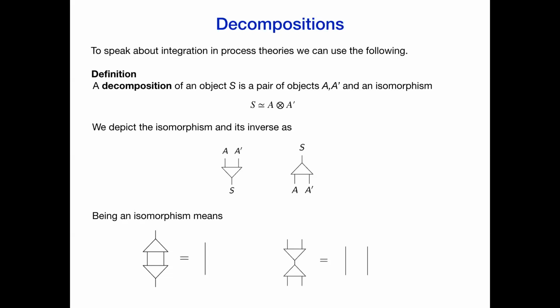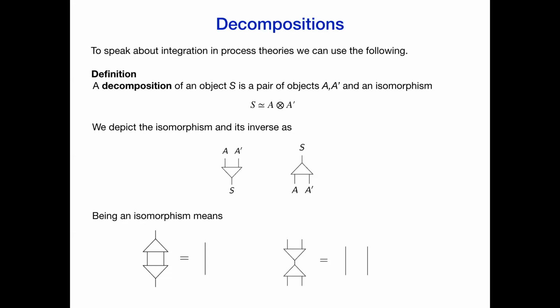If we're in one of these process theories, a decomposition of this object S would be a pair of objects, A and A dash, and some isomorphism of that object as a tensor of those two things. Basically, we're just saying it's a way of viewing S as made up of A and some other stuff, A dash. So it's a way of dividing up your object. In pictures, we'll draw these with a triangle. The isomorphism is the triangle and its inverse is the upside down triangle.